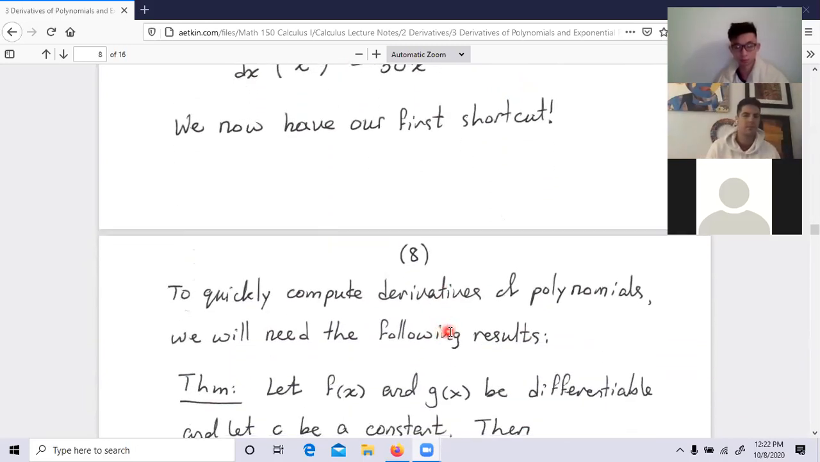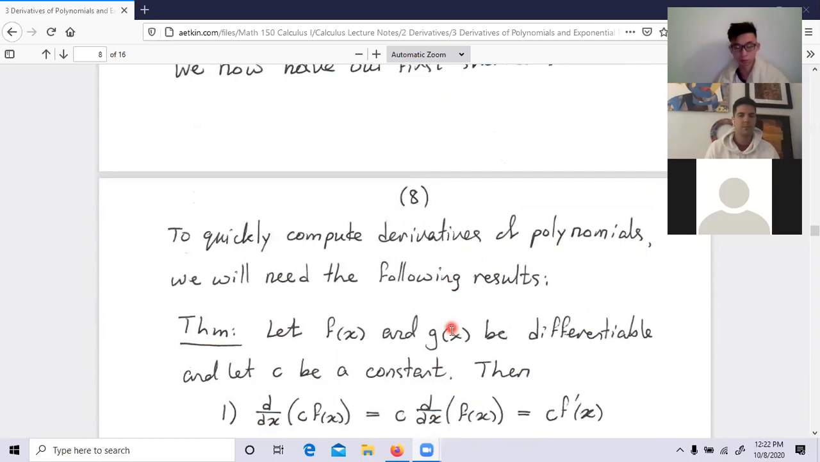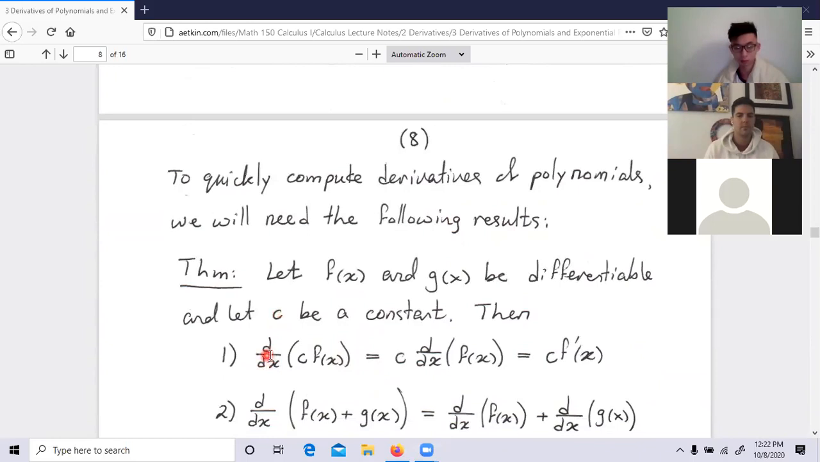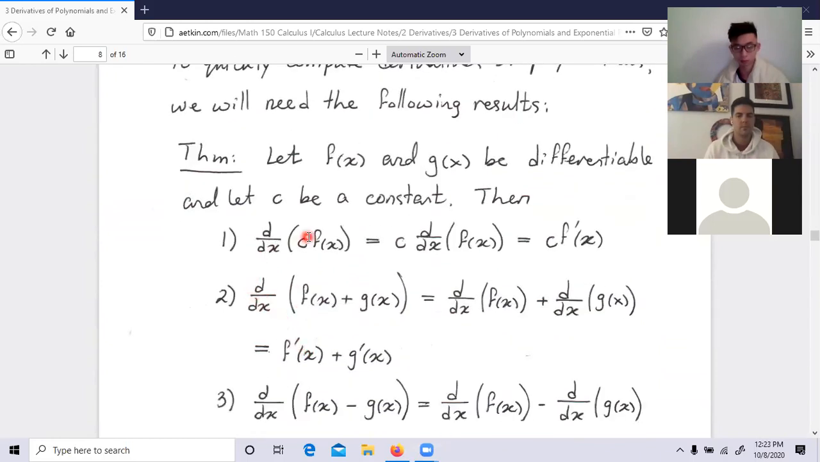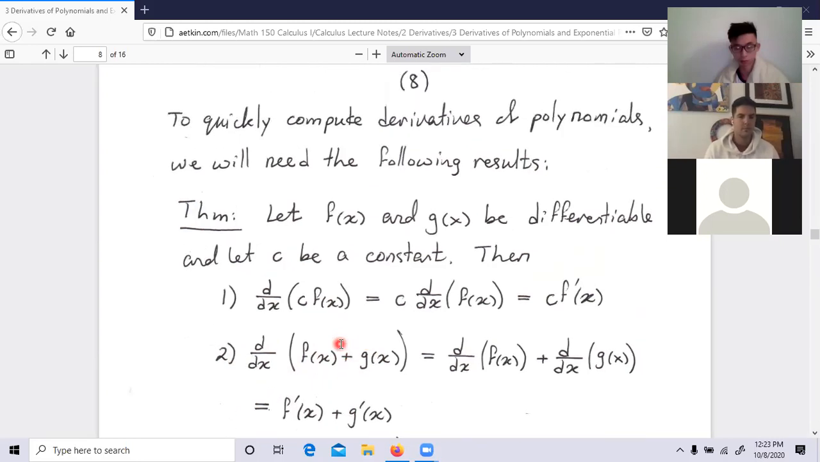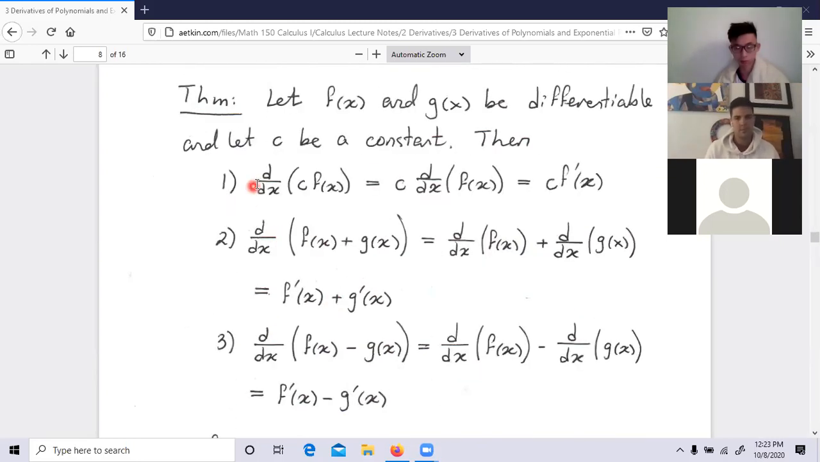So now we are going to progress and figure out how to do derivatives of polynomials. And for that, we need the following two theorems. If f and g are differentiable functions, and c is a constant, we want to figure out what's the derivative of a constant times the function, what's the derivative of the sum of two functions, and what's the derivative of the difference of two functions. Really, 2 and 3 are the same problem. Or if I know 2 and I know 1, then I right away know 3.